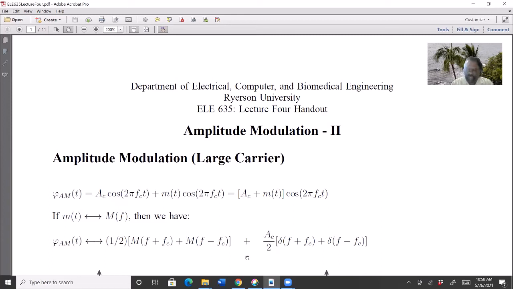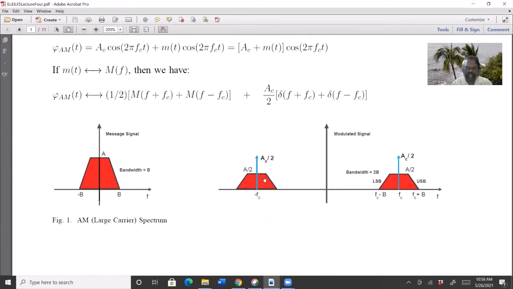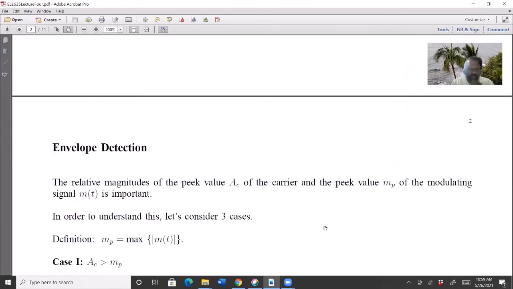So the spectrum of the AM large carrier basically takes this half of the message spectrum and puts it at negative FC and plus FC. But it also has a component in the middle, the carrier signal. So here, the carrier signal is present in the transmitted signal. Other than that, everything else is the same. There is a lower sideband, upper sideband. And if the message signal has bandwidth B, you have bandwidth 2B here. Okay? All right.